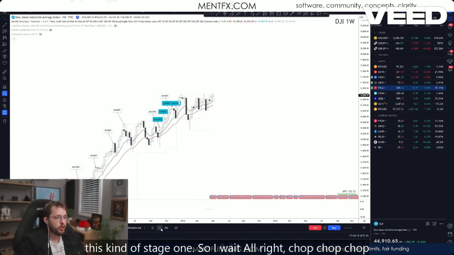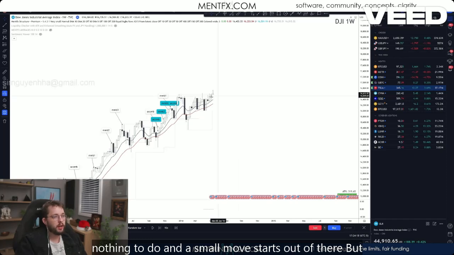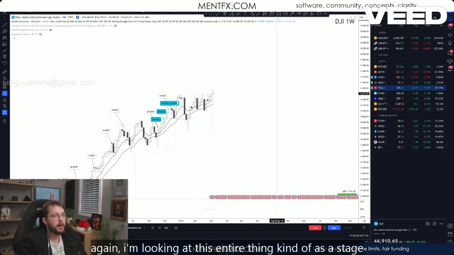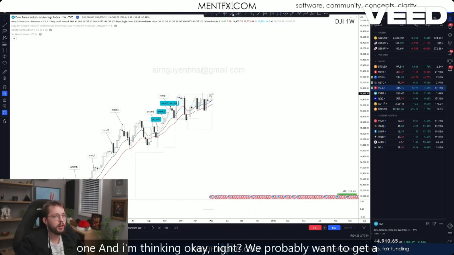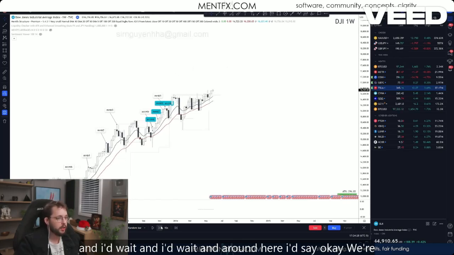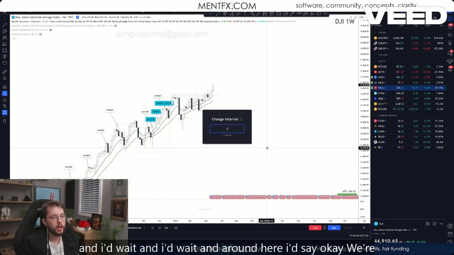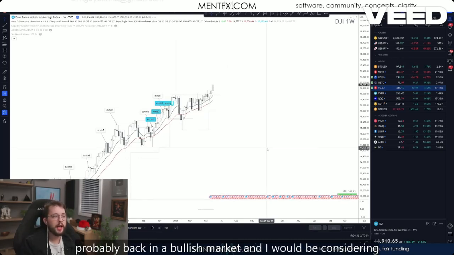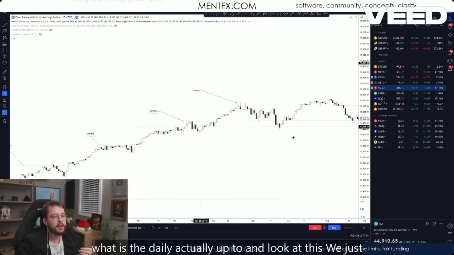All right, chop, chop, chop, nothing to do. And a small move starts out of there. But again, I'm looking at this entire thing kind of as a stage 1, and I'm thinking, okay, we probably want to get a move out of this for an accumulation to be true. So I'd wait, and I'd wait, and I'd wait. And around here, I'd say, okay, we're probably back in a bullish market, and I would be considering what the daily is actually up to.